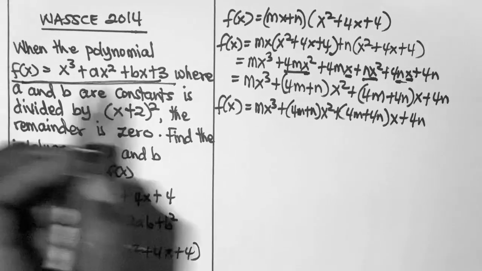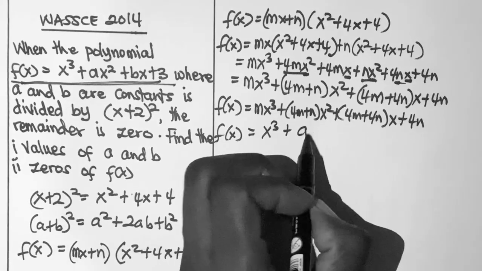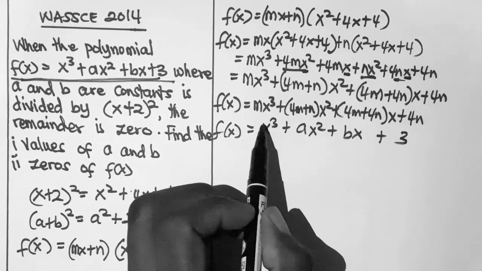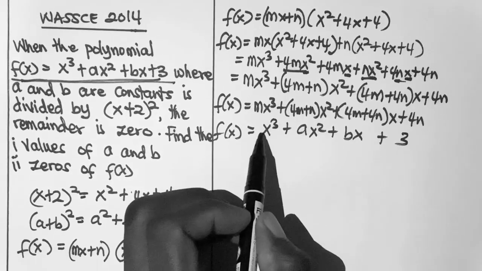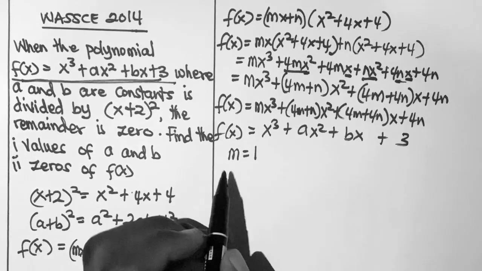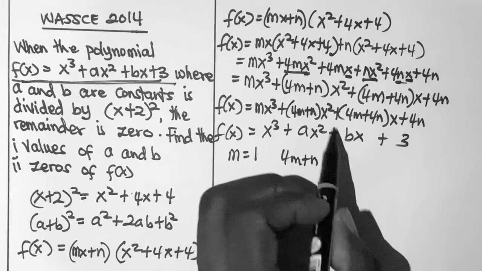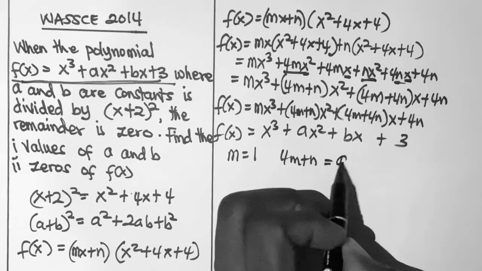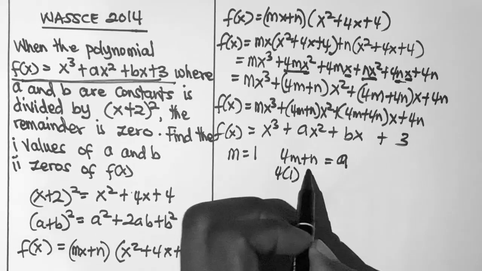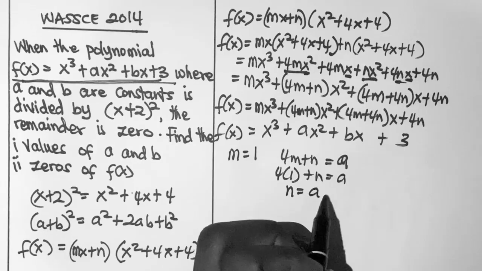Now this was the original f of x we were given in the question, which is f of x equals x cubed plus ax squared, then plus bx, then plus 3. So you can see that the coefficient of x cubed here is 1 and the coefficient of x cubed here is m. So it implies that m is equal to 1. The coefficient of x squared here is 4m plus n. The coefficient of x squared here is a, so it's equal to a. But we know that m is equal to 1, so it becomes 4 times 1 plus n is equal to a. So what it means is that n is equal to a minus 4.